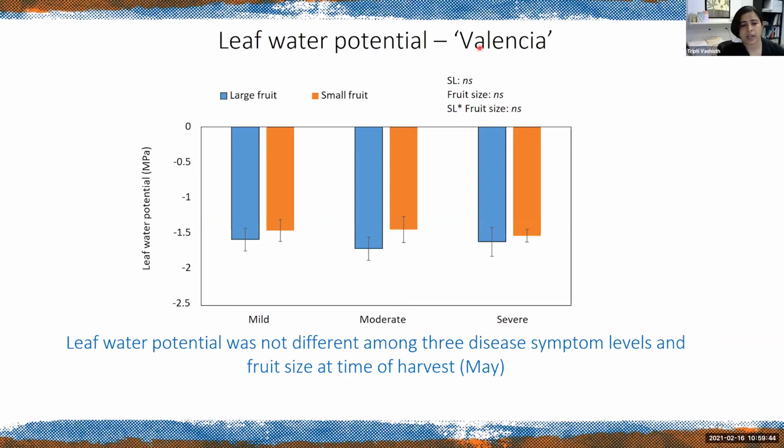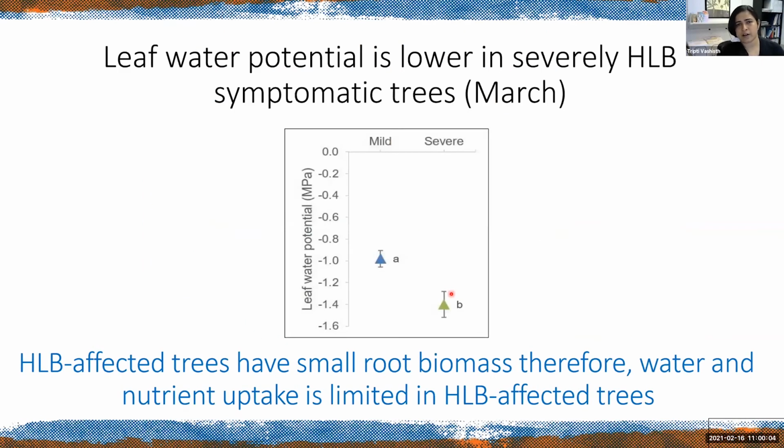And what we found when we measured leaf water potential in May, which is the time of harvest in our case, is that we did not see any differences in the water potential at this time point. So that was interesting. In another experiment in Valencia, we had measured leaf water potential in March, and that's when we saw the differences. So this mild tree was not experiencing as much water deficit as the severe tree.